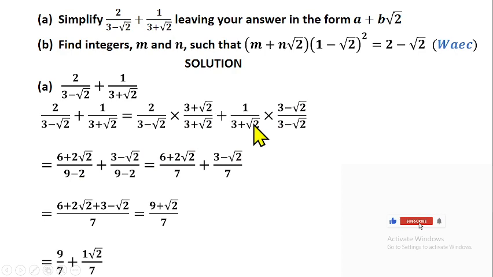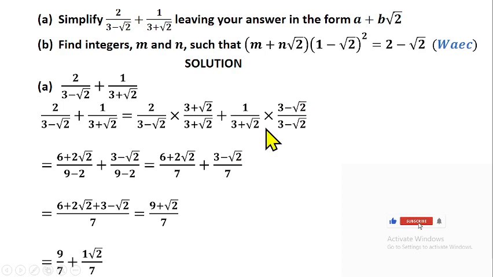So let's do that. 2 times 3 will give us 6. 2 times root 2 will give us 2 root 2. Then here you'll be having 3 squared. That will give us 9. You have minus root 2 squared. That will give us 2. Plus 1 multiply the numerator. 1 times 3 will give us 3. 1 times minus root 2 will give us minus root 2.